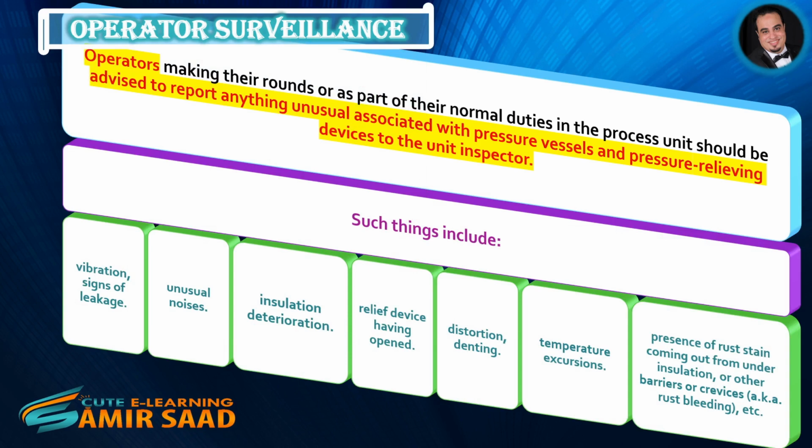Operator surveillance. Operators making their rounds, or as part of their normal duties in the process unit, should be advised to report anything unusual associated with pressure vessels and pressure relieving devices to the unit inspector. Such things include vibration, signs of leakage, unusual noises, insulation deterioration, relief device having opened, distortion, denting, temperature excursions, presence of rust stain coming out from under insulation or other barriers or crevices, aka rust bleeding, etc.